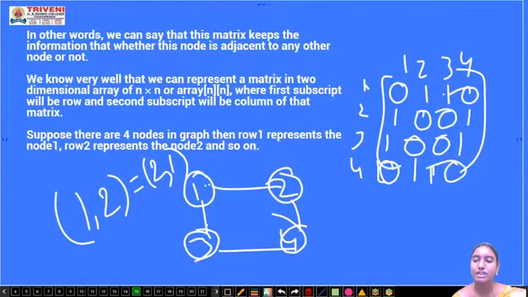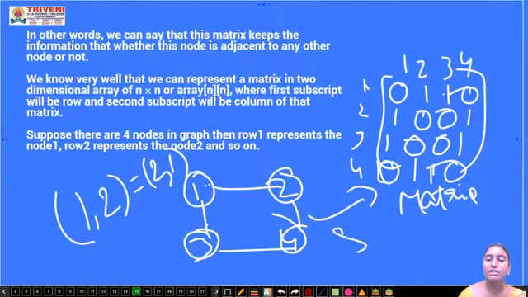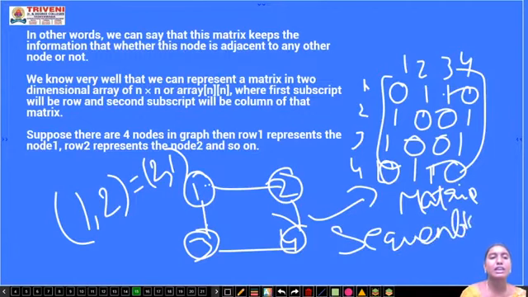4 4, 4 4 is also 0. That is the adjacency matrix of the graph 2; we have to draw the adjacency matrices. It is the sequential representation of the graph. Here we can identify, in other words we can say, that the matrix gives the information whether a node is adjacent to any other node or not.